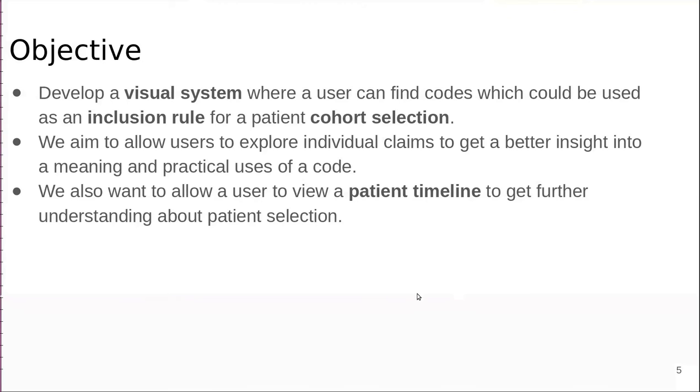For this reason, we developed a visual system where a user can find codes which could be used as an inclusion rule for cohort selection. We also aim to allow users to explore individual claims to get better insight about these codes. We also provide a patient timeline view to get further understanding about patient selection.